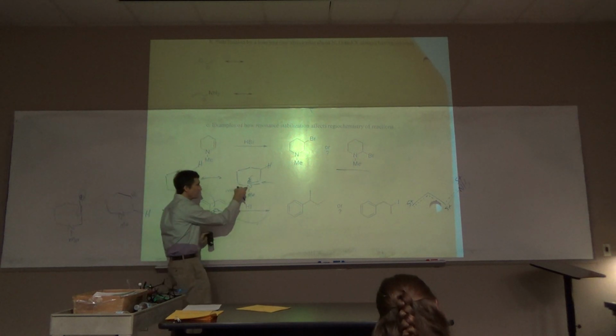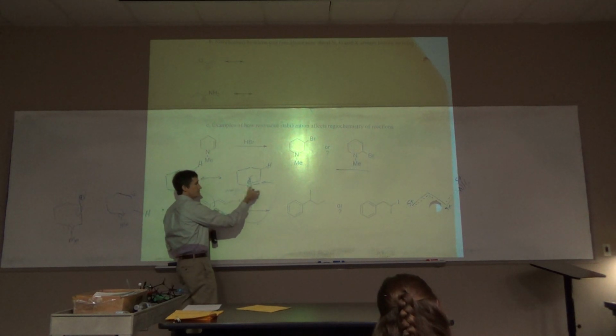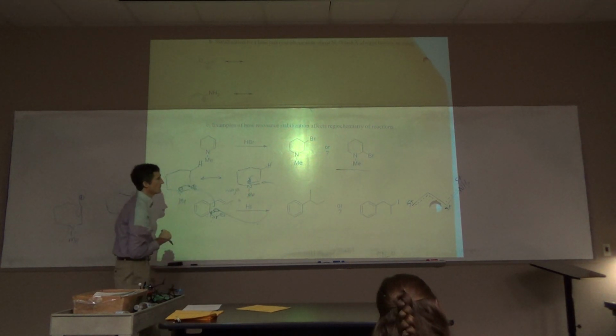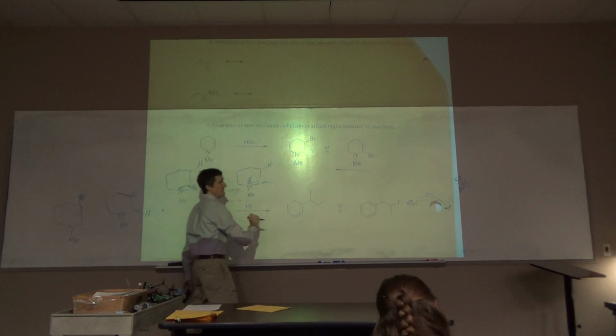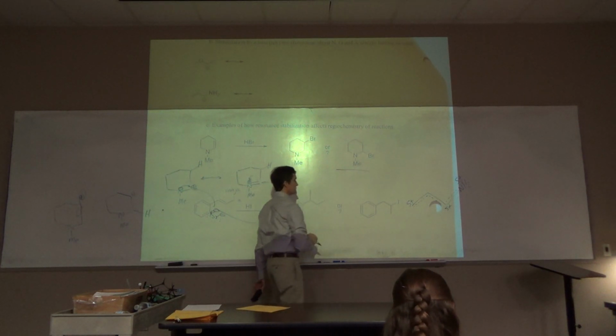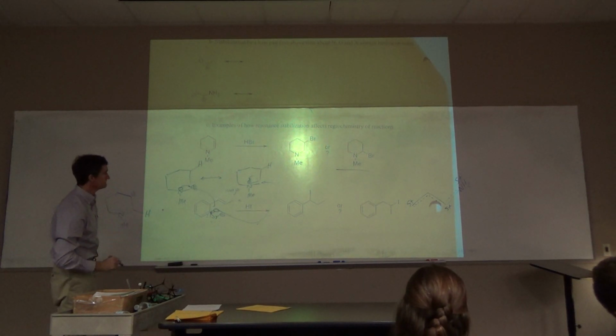Br minus is not going to attack here, then you would have 4 bonds on nitrogen, and you'd have a lone pair on carbon. This is the way it goes. The nitrogen gets neutral by getting these electrons back. Okay? How about below? Which product do you think would be formed?